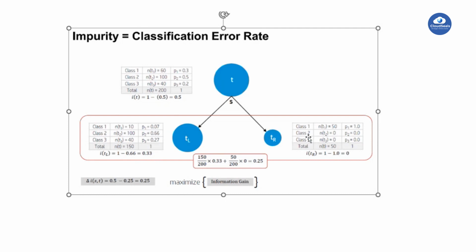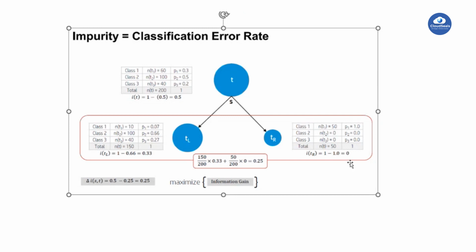Same calculation here also. Here the total is 50, and all 50 belong to class 1. That means probability 1 for class 1 and probability 0 for both class 2 and class 3, because 0 by 50 is 0. So 1 minus 1 is 0. So what we are able to say is that any data point here definitely belongs to class 1.